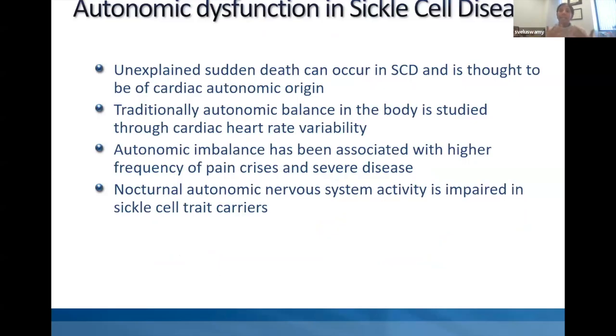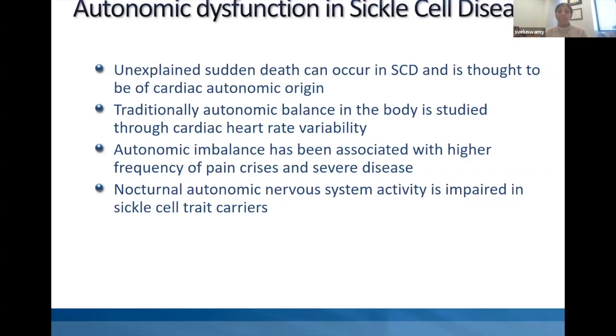And so that led to a whole bunch of studies looking at EKG changes, studying what we call heart rate variability patterns that they derive from these EKG changes, and studying the autonomic balance in sickle cell patients. And it was seen that there was definitely an imbalance. There was oftentimes a sympathetic hyperactivity or overactivation that was noted.